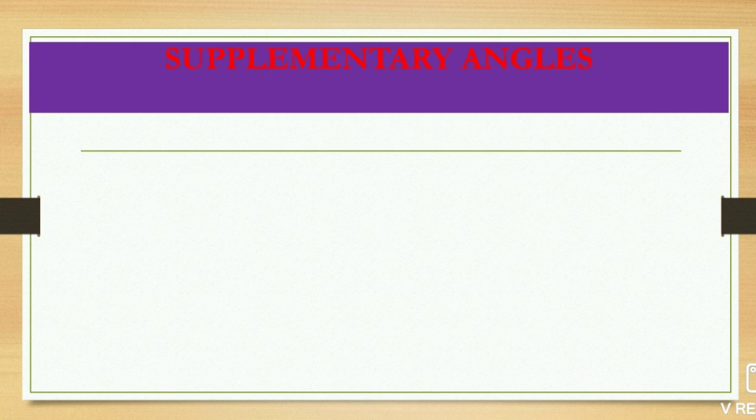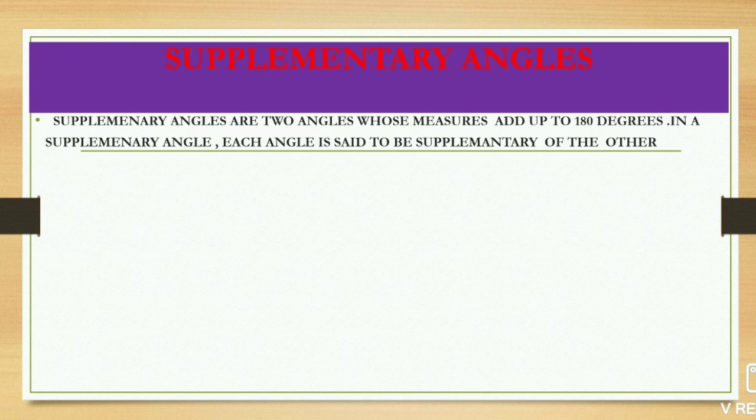Now, supplementary angles. Yes, the definition. Supplementary angles are two angles whose measures add up to 180 degrees. In a supplementary pair, each angle is said to be supplementary of the other. Whereas in complementary, the two angles' measures add up to 90 degrees. But here the supplementary angles are two angles whose measures add up to 180 degrees. In a supplementary pair, each angle is said to be supplementary of the other.